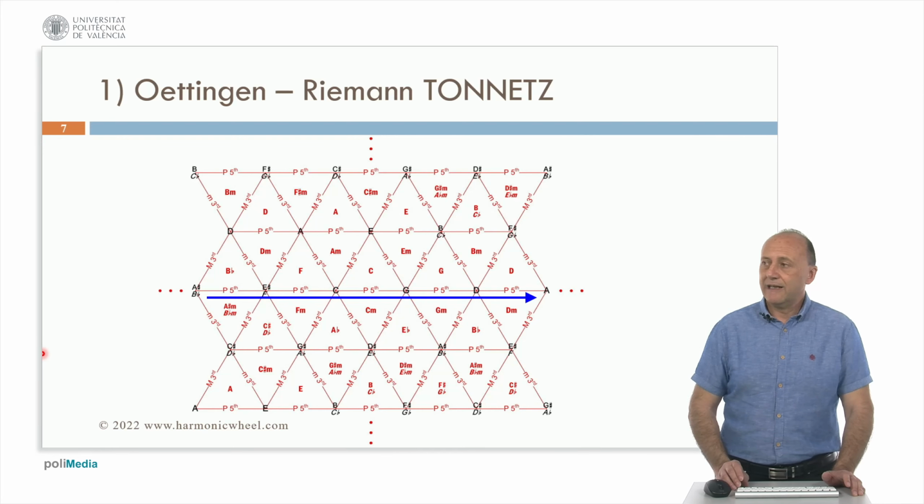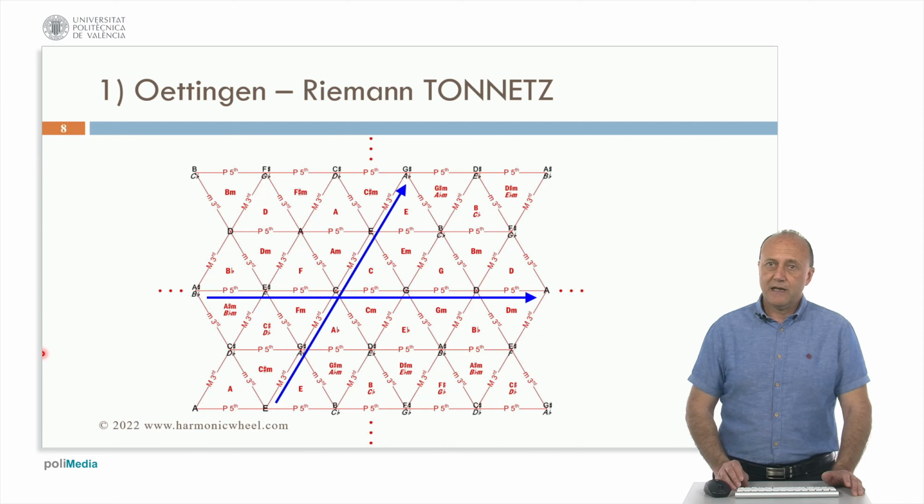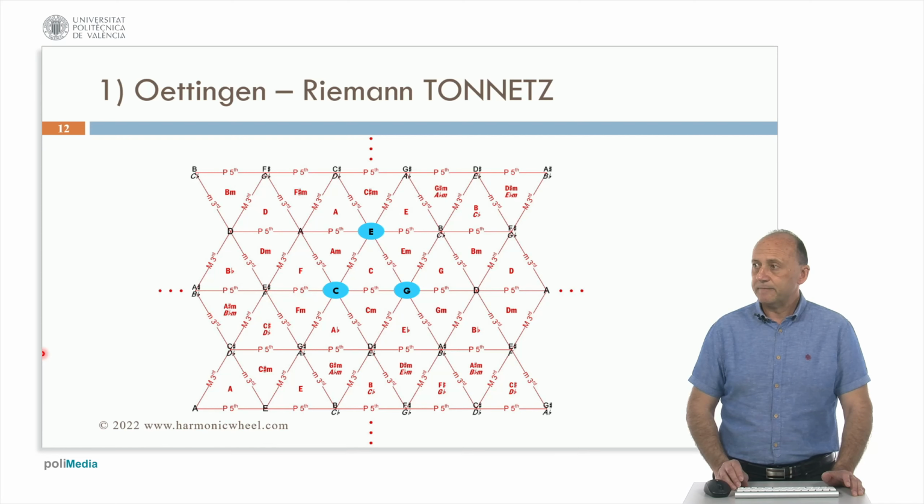In the horizontal direction, we have the perfect fifths intervals. In this oblique direction, we have the major third intervals, and in this oblique direction, we have the minor third intervals. If we consider the notes at the vertices of any triangle, for example here C, E, G, we form a consonant chord, in this case C major, which is printed in red at the center of the triangle.